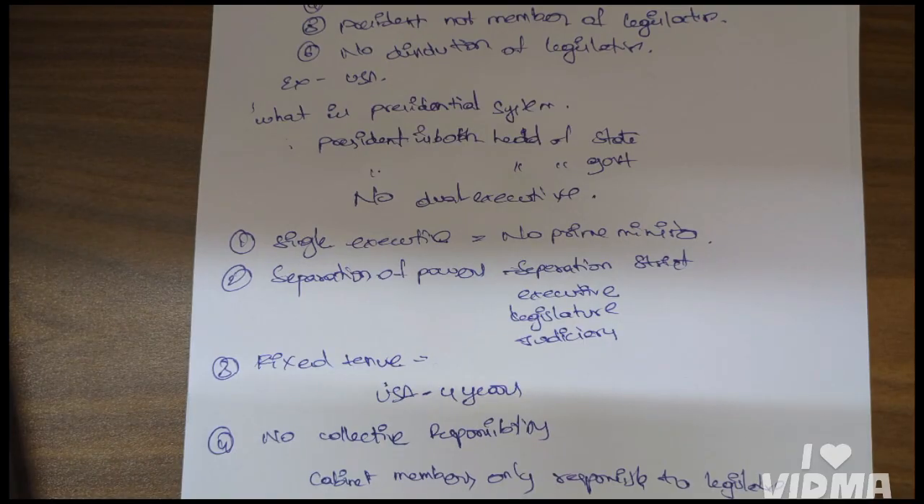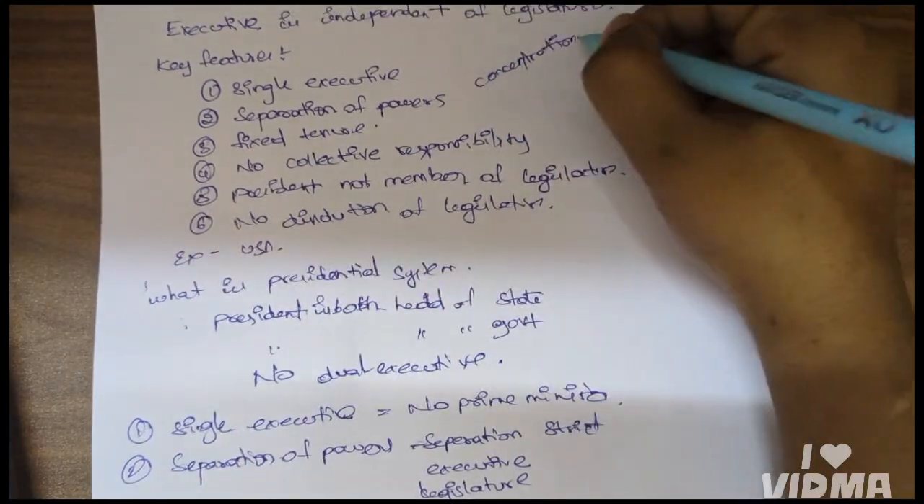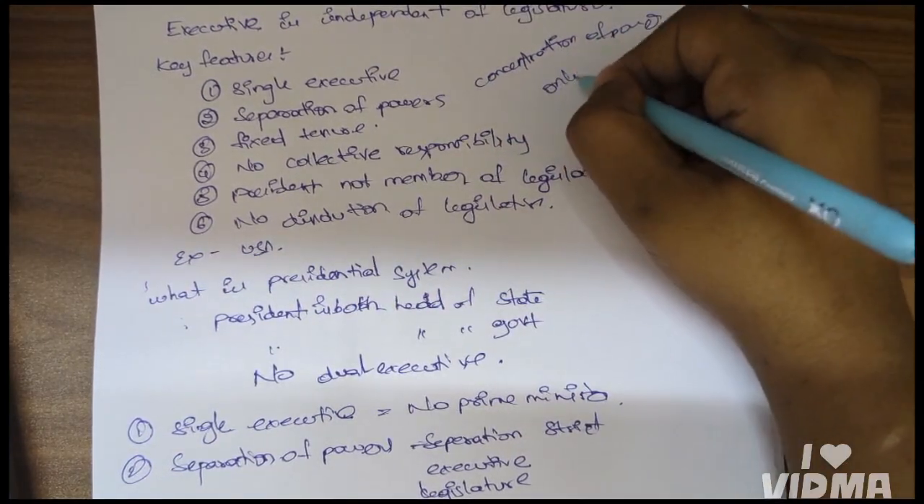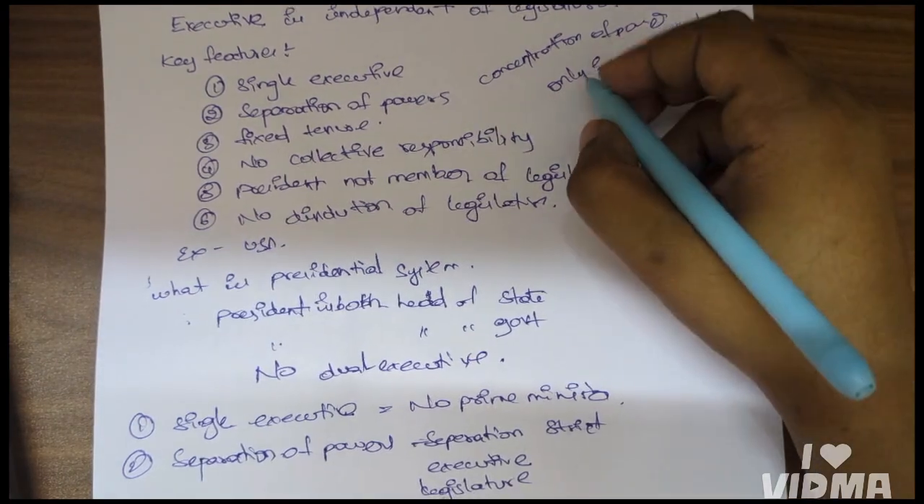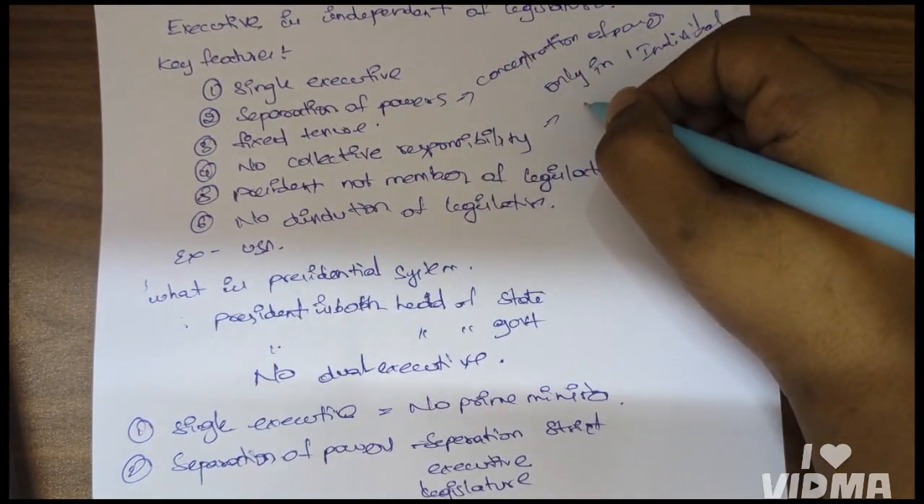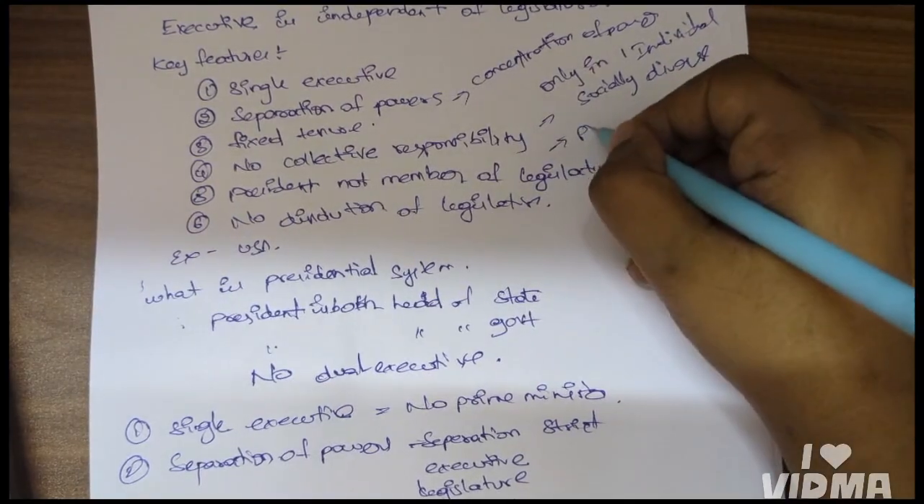so we will see why India did not adopt the presidential system. The framers rejected presidential system because they feared concentration of power in only one individual. India was newly independent and socially diverse, so they preferred collective responsibility. They wanted daily accountability to legislature.